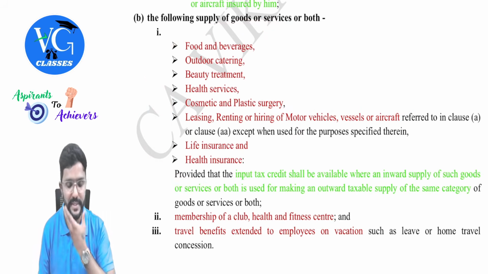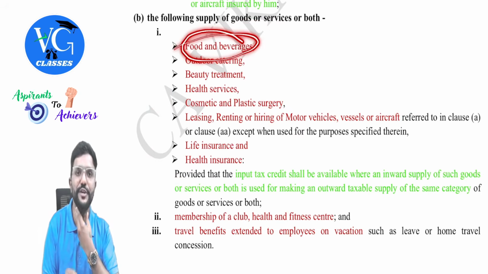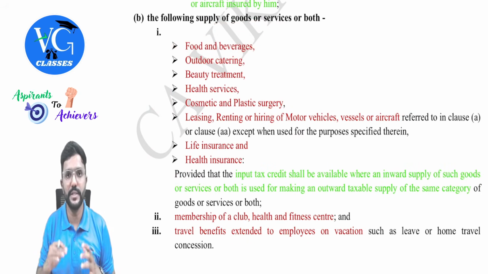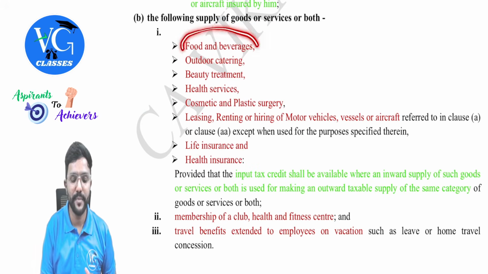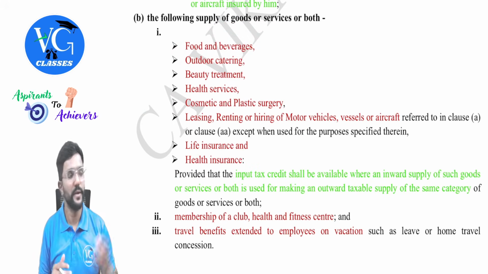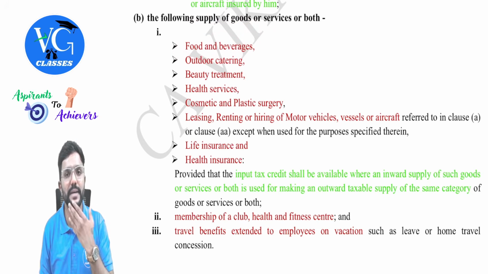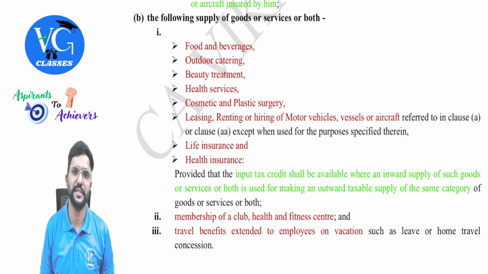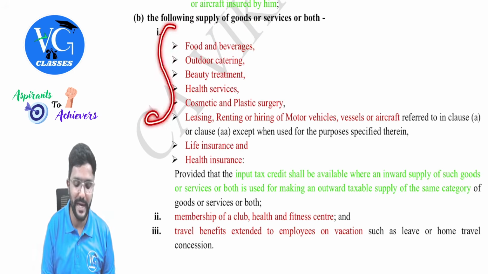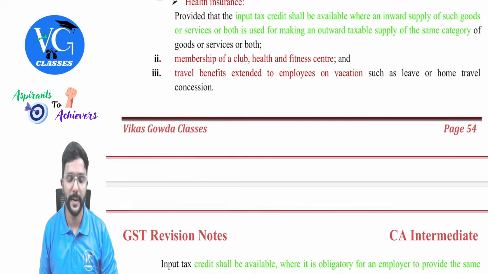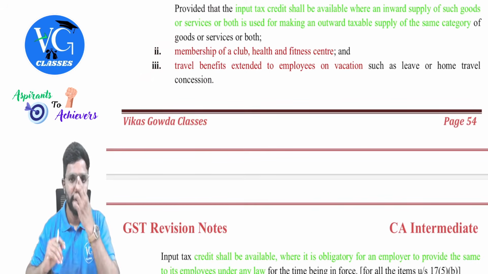Yes, guys. For example, assume I am purchasing food and beverages, not to consume, but to sell to my customers in my canteen or in my shop. In that case, as I am providing the same category of outward supply, on the purchase of food and beverages, whatever GST I have paid, can I claim the credit? Yes, guys, I can claim it. And it is the same for all the items covered here. Okay. Next, second and third.